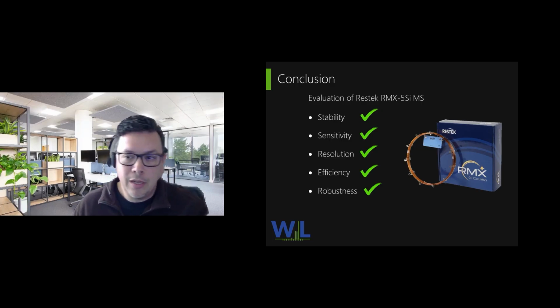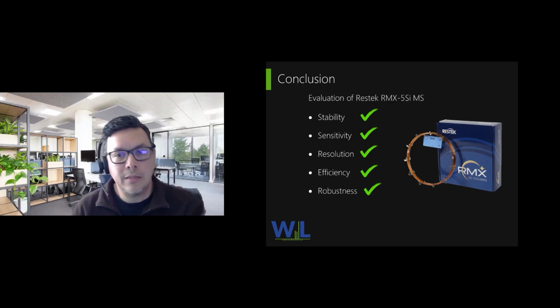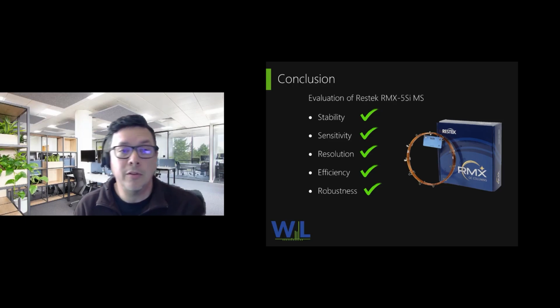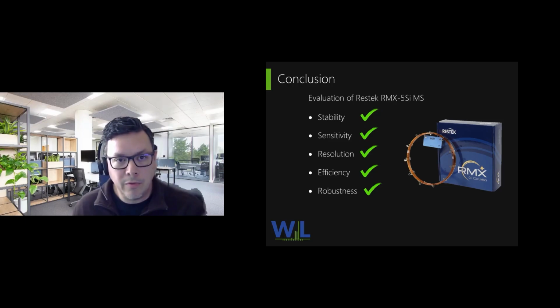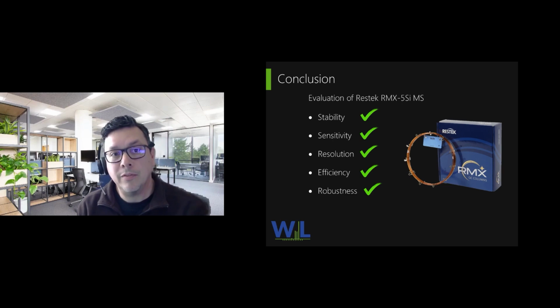In terms of resolution, I was able to resolve those two isomeric peaks and other non-isomeric peaks efficiently. Not only did I resolve them, I'm able to keep them resolved. It's not just when the column is new, but also when the column is 2 months, 3 months, 4 months old, that you know that you have a good quality column. And for that, I give it a thumbs up because the peaks are still being resolved.